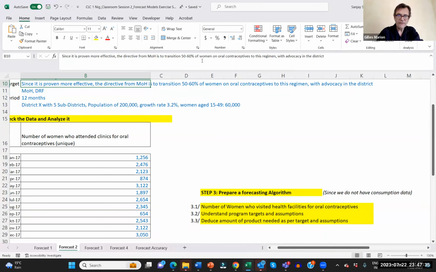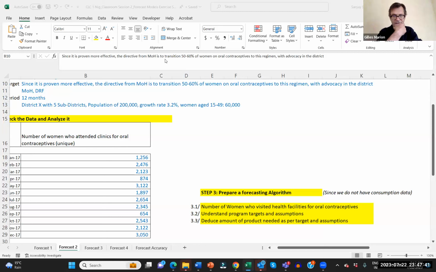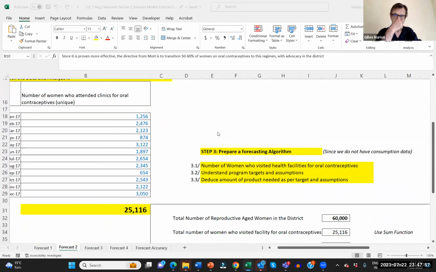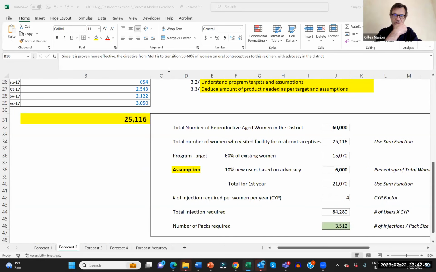Thank you, Ibir. I think that's very clear. Zakaria, you have raised your hand. Please go ahead, Zakaria. Yes, I just want to stress the contribution of the person that just spoke. The target is to move 60% of women on oral contraceptives, not the population of women in the district. Thank you very much, Zakaria.